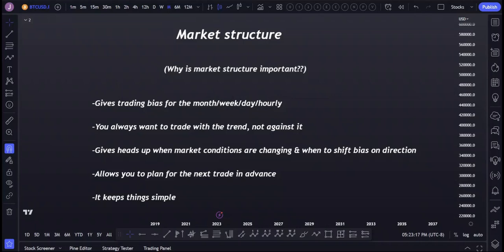Okay guys, back with another video, part 3 of foundational learning. Today we're going to be covering market structure.